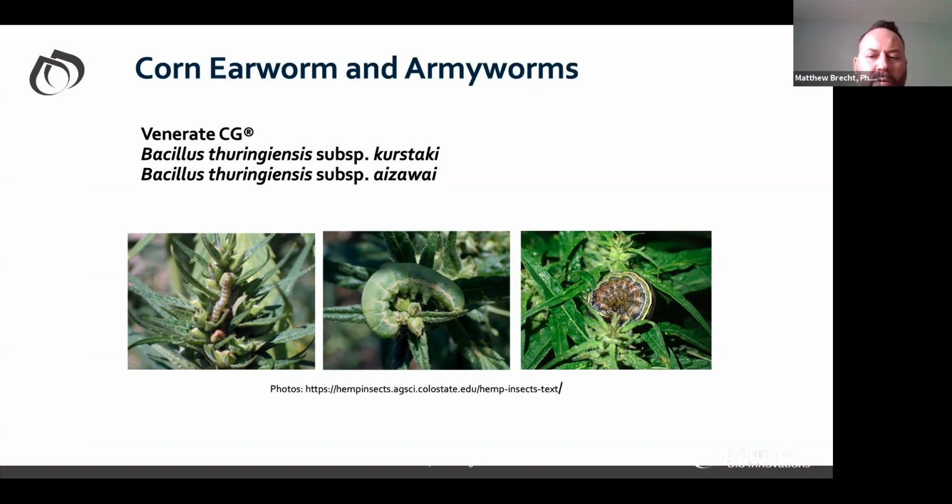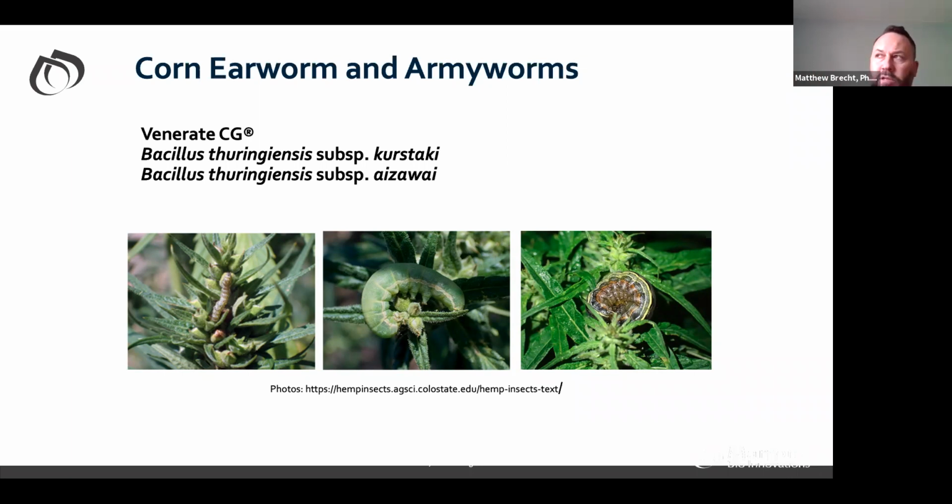Because once they get into the flower and once the flower closes, the cola stretches and then starts stacking. It's that stacking process where you want to start getting your products in, okay? And what we like to see is Venerate CG plus one of the Bacillus products, because there are basically two types of earworms, armyworms, caterpillars that are out in the world right now for cannabis and hemp.